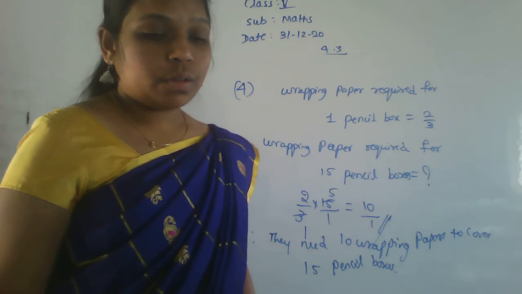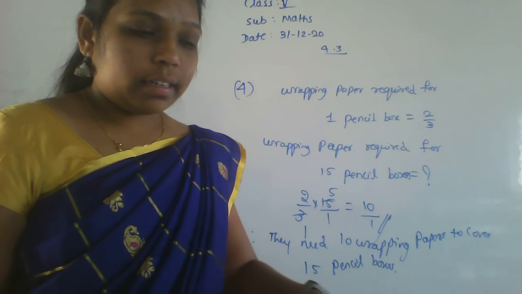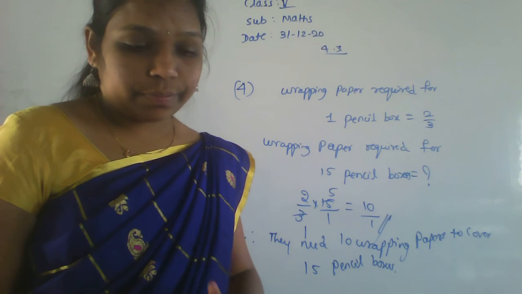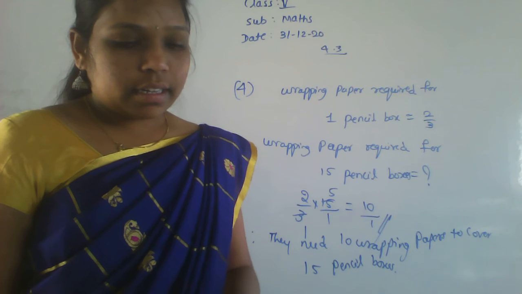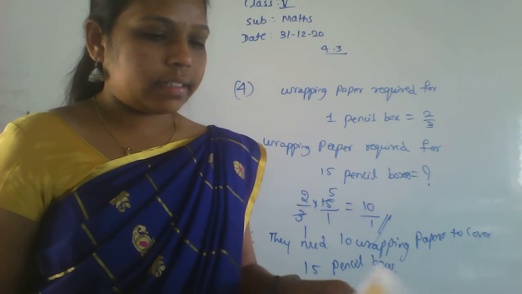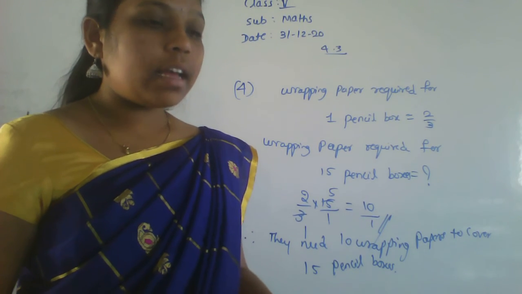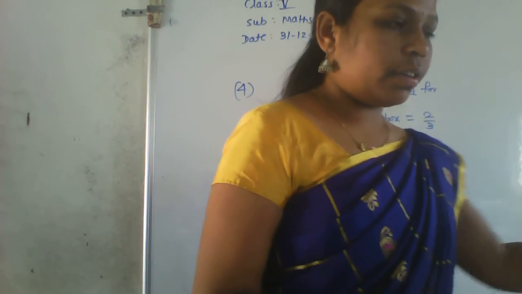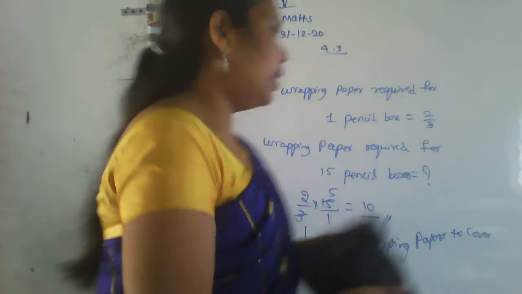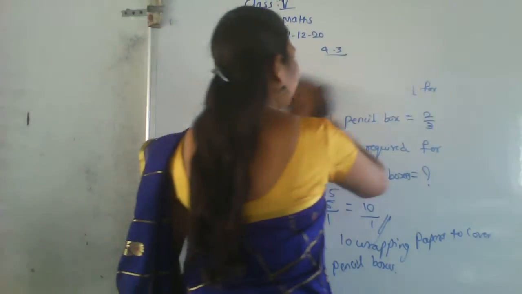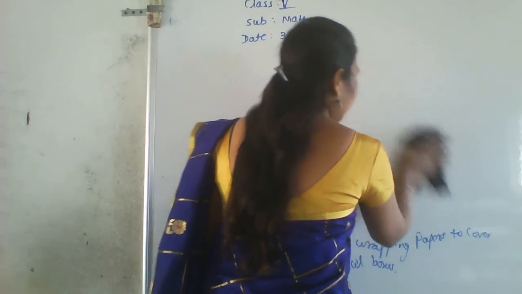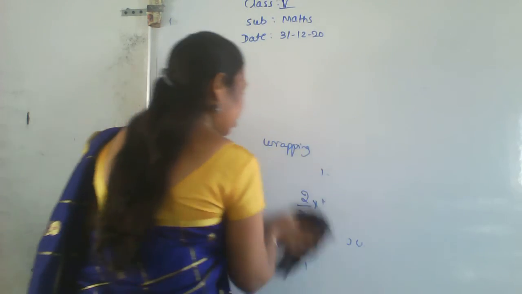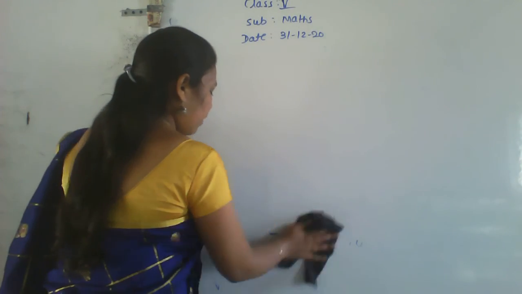Okay, so we completed 4.3, right? So in this class 4.3 is completed. In the next class we will see the division of a fraction. Okay, I'll give some homework here. Write the homework. I'll give some problems. Do it properly. That is multiplication of fractions only. Just to have a practice.